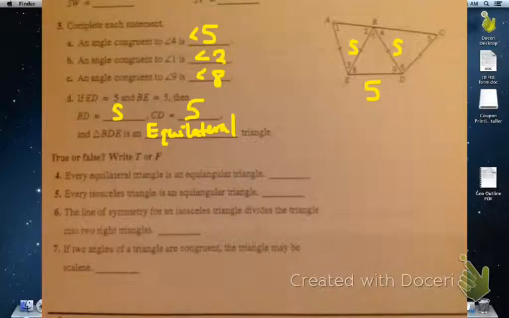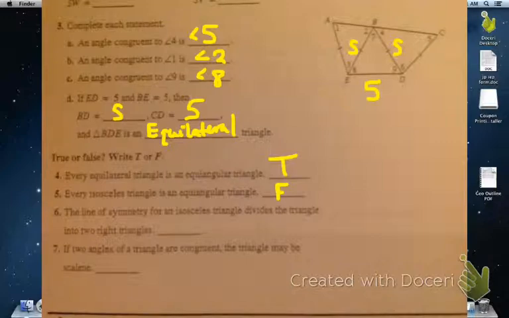On to the true and false. Number 4, every equilateral triangle is an equiangular triangle. That's true. If all the sides are equal, all of the angles have to be equal. Number 5, every isosceles triangle is an equiangular triangle. That's false. It has to have 2 equal angles. It doesn't have to have 3. It can, but it doesn't have to.